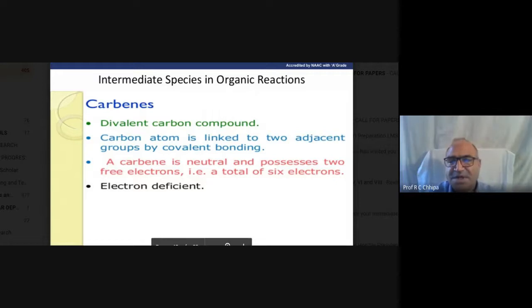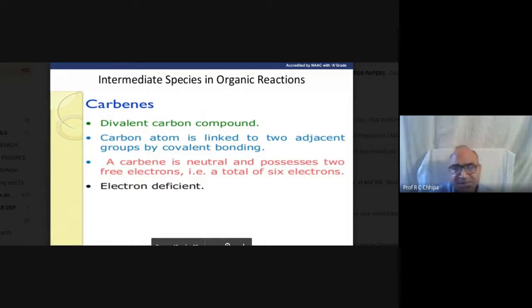So the carbon atom is linked to two adjacent groups by covalent bonding. So here is the centrally placed carbon. Here we have to see the atomic structure of carbon. There are six electrons, two in the first shell and four in the second. Out of those four, if two electrons are used for bonding with other elements, for example two electrons covalently bonded with hydrogen, CH2 will be formed, and then the two electrons remain there, so that is the carbene.